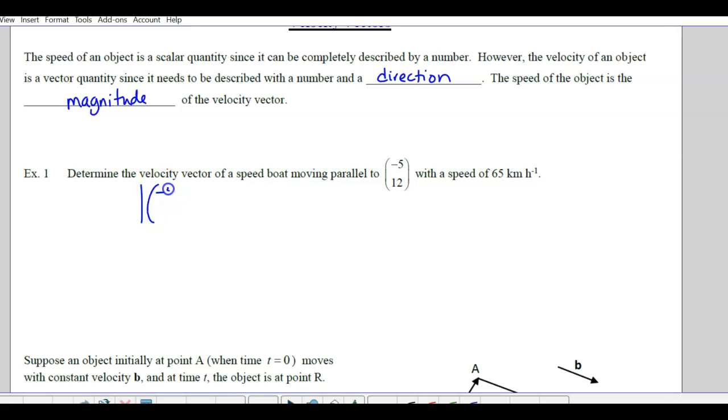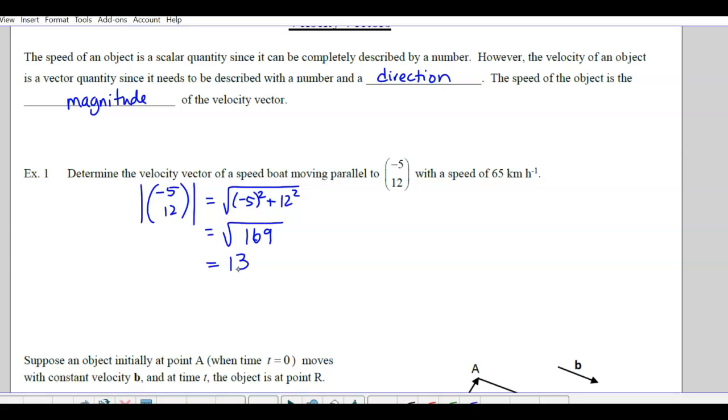So the magnitude of (-5, 12): 25 plus 144, so that's 169, which is 13. Okay. So it's 13, we need it to be 65. So in this case, it's easy to see. If you think about that, 5 times 13 is 65. So we need to multiply that vector (-5, 12) by 5. Right?